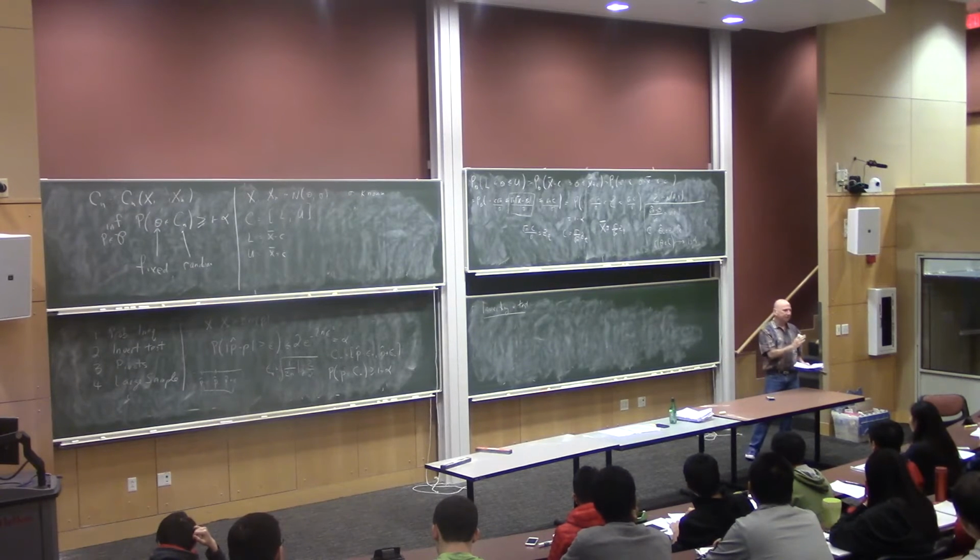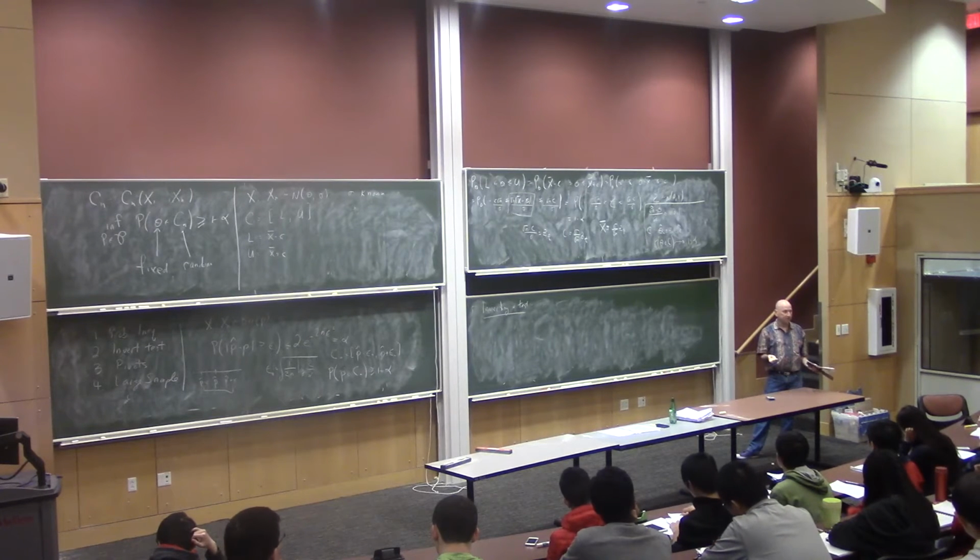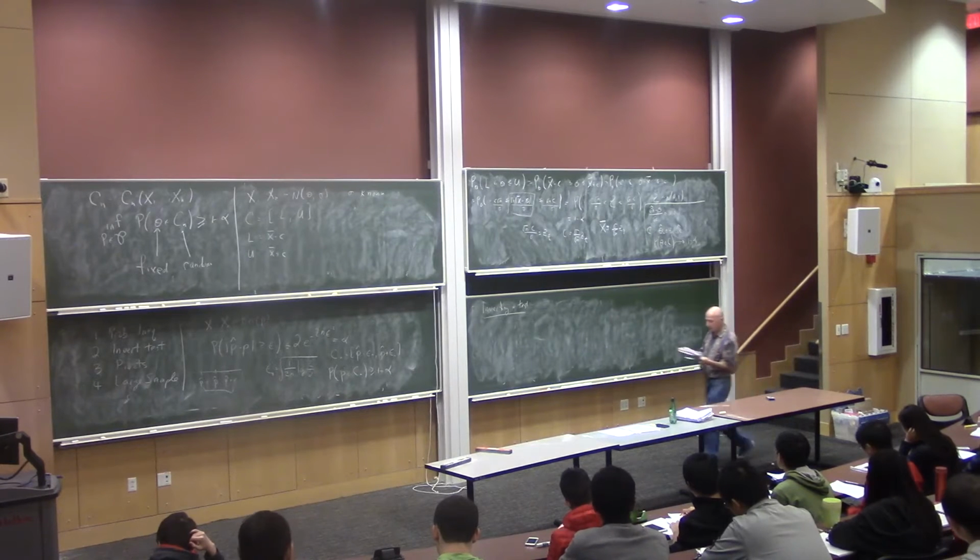Now I can say, every time I did a test, I either rejected it or I didn't. I'm going to collect together all the guys I didn't reject. And that turns out to be exactly a 1 minus alpha confidence set. There's a sort of duality between confidence sets and testing. So let me say that again.